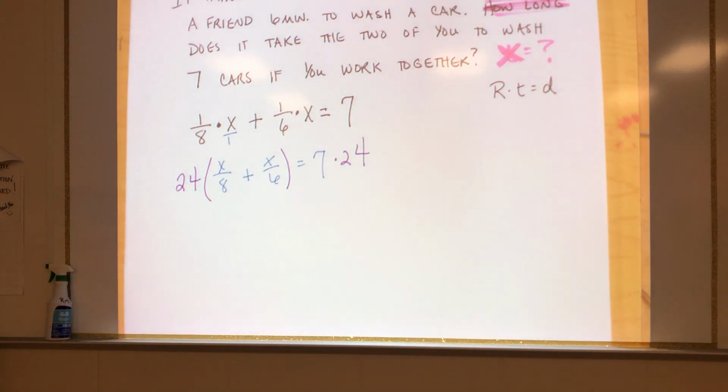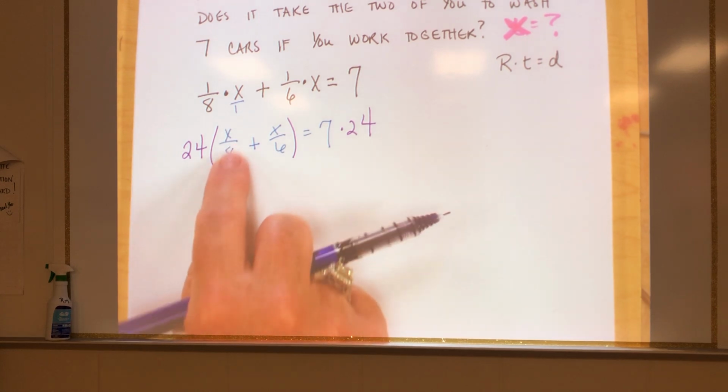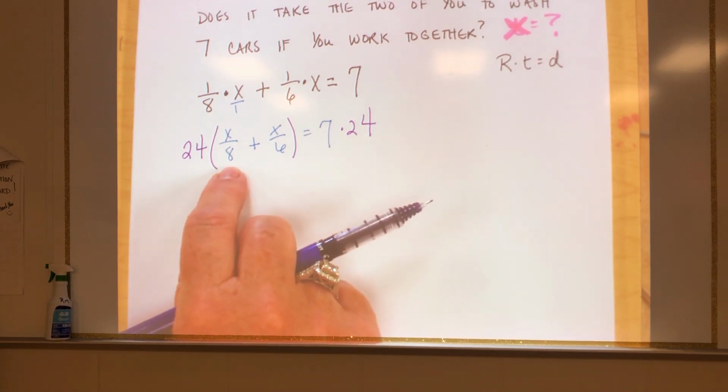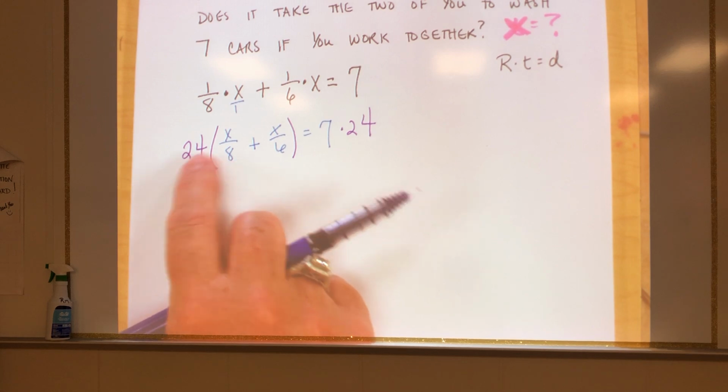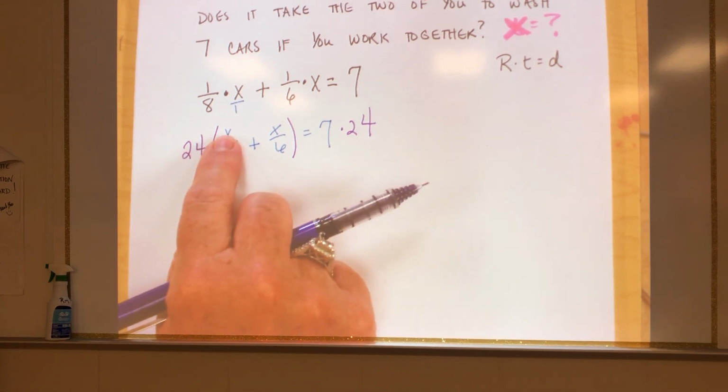Now we're going to go right here and work this problem. Do you remember how I showed you how to do this, Friday, 3 weeks ago? Divide by the bottom number, multiply by the top. Do y'all remember that? How many times does 8 go into 24? 3. What's 3 times x? 3x.